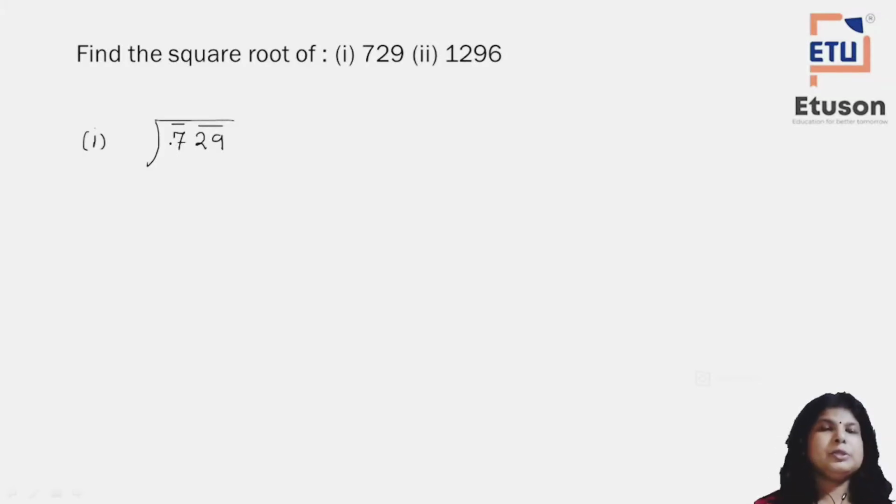Now you have to choose a number in such a way that square of it is less than 7. 2 square is equal to 4. 3 square is equal to 9. So you can take what? 2. So you will take 2 here and the same you will write as quotient. 2 into 2 is equal to 4. And you find out the remainder, that is 3. Now you have to bring this 29 down. So this becomes your new dividend.